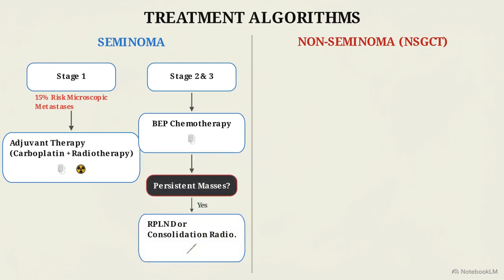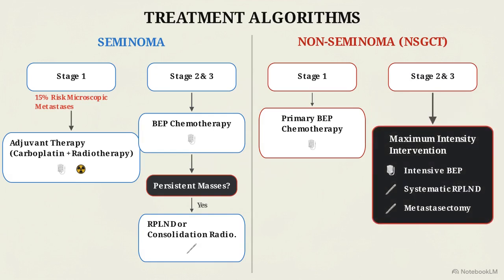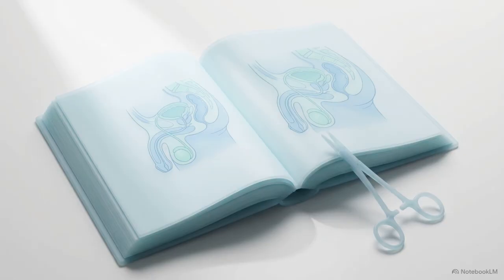Non-seminomatous tumors require maximum intensity. Stage 1 uses primary BEP chemotherapy. Stages 2 and 3 demand intensive BEP, systematic retroperitoneal lymph node dissection, plus metastasectomy for distant disease. Excellence in the management of scrotal and testicular diseases is an exercise in rigorous anatomical and biochemical logic.